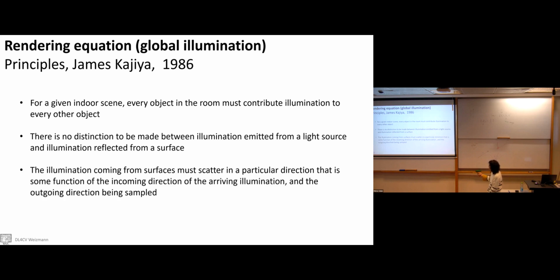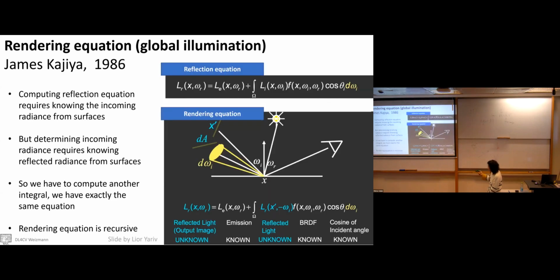And this is the way we'll get global illumination, and we should take it into account. Let's try to understand what happens here. Don't be afraid. I'm going to explain it, to understand what the problem is and how it is going to be studied. Computing the reflection equation requires knowing the incoming radiance from surfaces, like what we saw before, right? We spoke about the reflection equation.